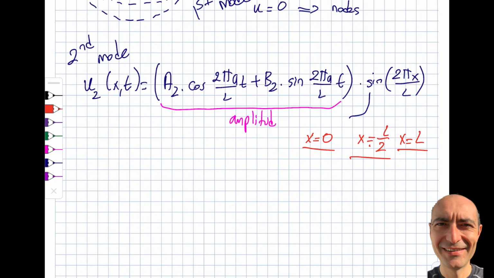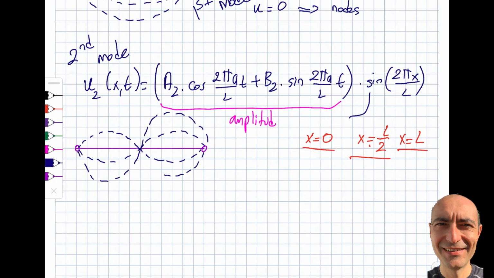If I were to plot this for you, you will see that this is going to be like this. Okay? The vibration is going to go like this. The amplitude will change. But I will always get a 0 here. I'll get a 0 at L over 2, and I'll get a 0 at L. So those 3 will stay. Okay? So this will be my second mode, right?